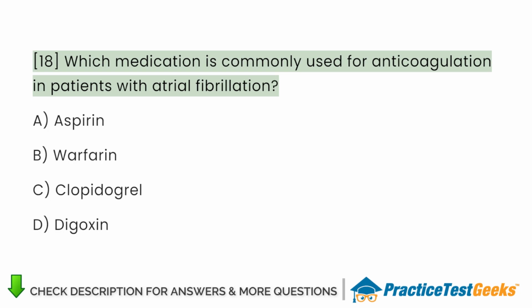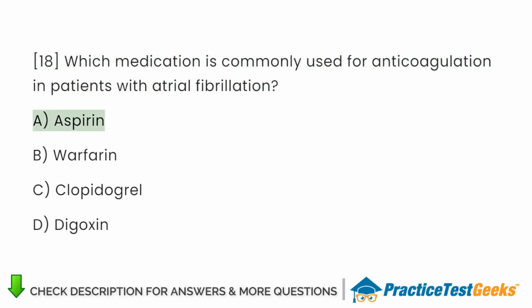Which medication is commonly used for anticoagulation in patients with atrial fibrillation? A. Aspirin. B. Warfarin. C. Clopidogrel. D. Digoxin.